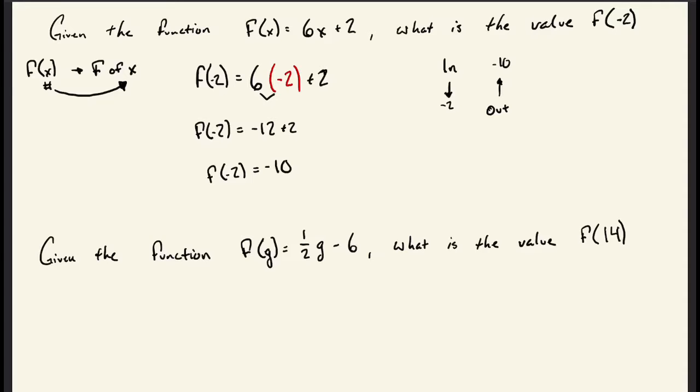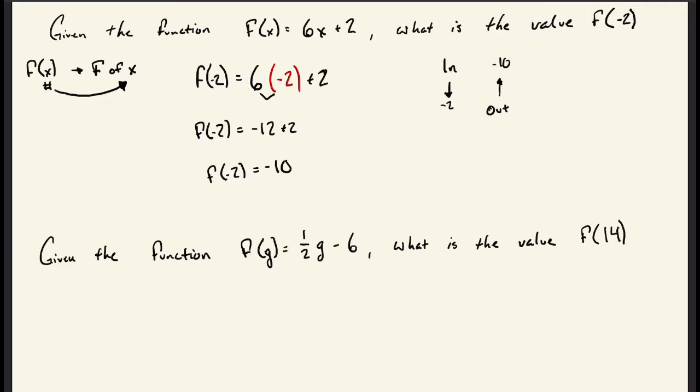So not only are we building on what we learned last year and the lesson before about being able to determine what a function looks like, given those four things I said earlier, a table, map, graph, or ordered pairs, we're actually giving an input and getting an output, putting a number in and getting a number out. So let's look at the second one. Given the function f of g equals 1/2 g minus 6, what is the value of f of 14?